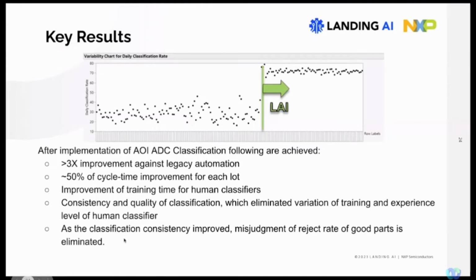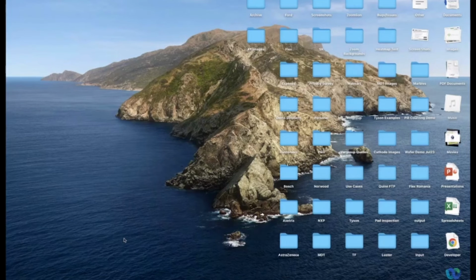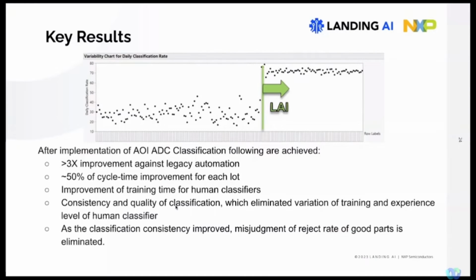And the key results, I think this is the summary of all the work that we have done. Previously, automatic defect classification was being done 25% of the time by using other systems, but with the Landing AI implementation, we were able to get up to 80%. And this is actually 3 times better classification of the defects.